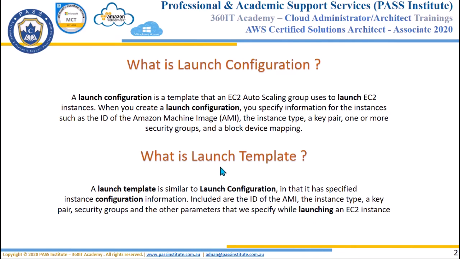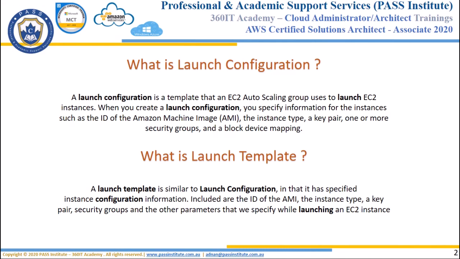Then what's the difference between launch template and launch configuration? Basically, both are solving exactly the same problem. A launch template is similar to a launch configuration in that it has the instance configuration, including the ID of the AMI, instance type, key pair, and security group. The main difference is that launch templates are mostly used to create multiple instances from the same image, whereas launch configuration is only used for autoscaling group. So let's get started with this.